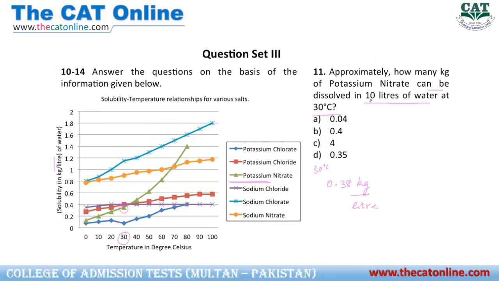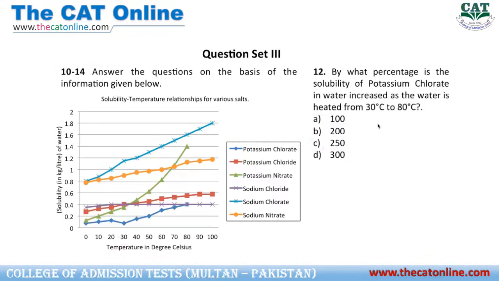Now I have 10 liters of water, so I multiply by 10 liters. So these units for liters cancel out in the numerator and denominator. So my answer comes out to be approximately 3.8 kgs at 30 degrees Celsius. So the nearest answer option here is the C part, which says 4 kgs. Let's look at the next question.